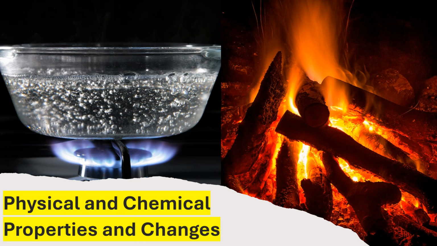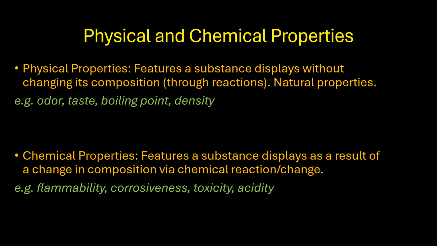We are going to do a short video today talking about physical and chemical properties and physical and chemical changes. So, starting with what a physical or chemical property is, a physical property is usually a feature of a substance that is shown by the substance without having to do anything extra like a reaction. So, we're talking about the natural properties that a substance has.